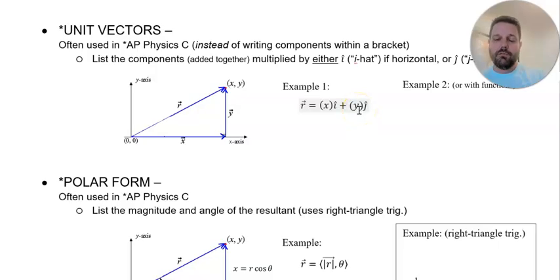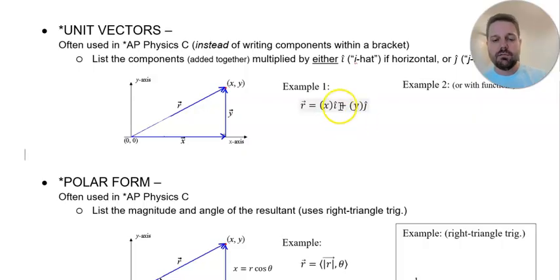Likewise with y, if we take whatever y is, whether it's a function or in this case just some constant value, let's say it was just 4 meters, then we just multiply it by j with a caret on top, which we call j hat. And that means anything that's multiplied by j hat is going to be along the y-axis.